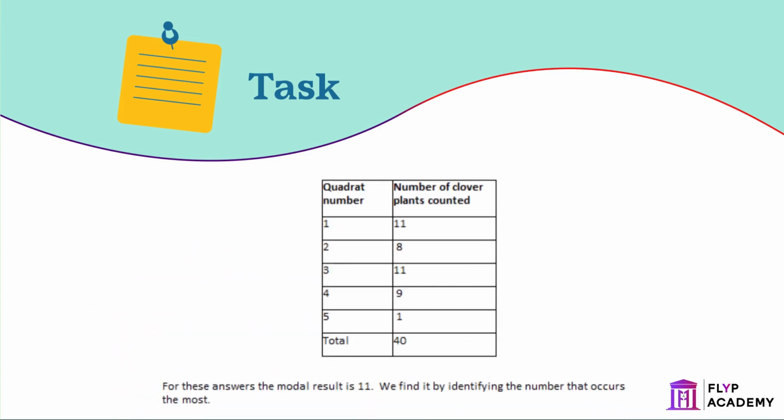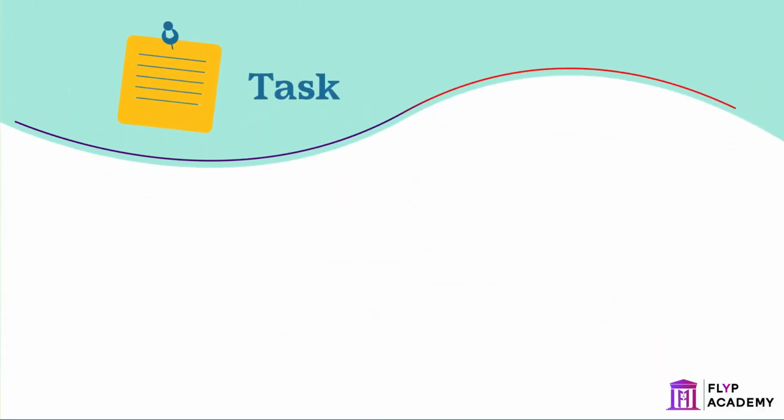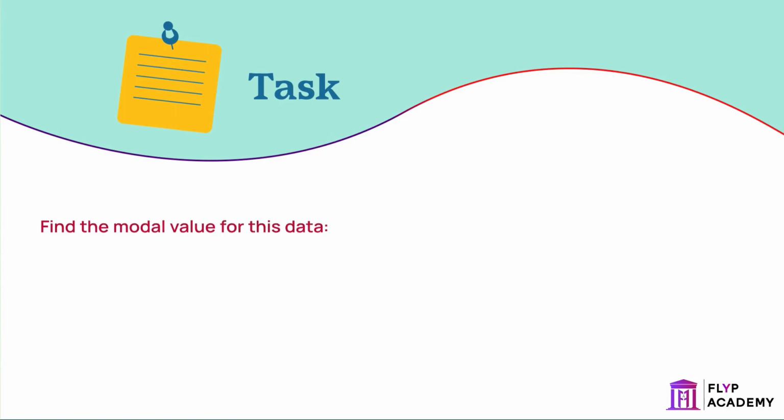Another mathematical value that we can calculate is the modal value. This is the most common result. For these answers, the modal result is 11. We find it by identifying the number that occurs the most. Task: find the modal value for the following data. Extension: find the mean value for the data above.